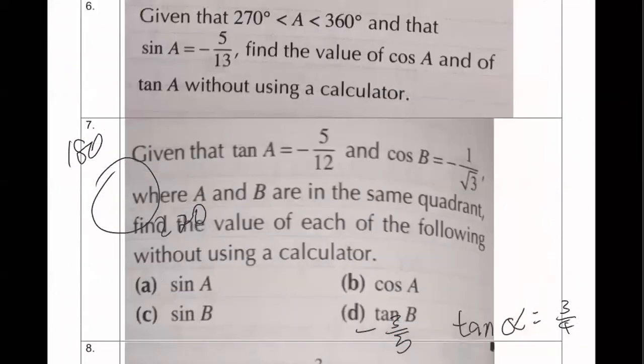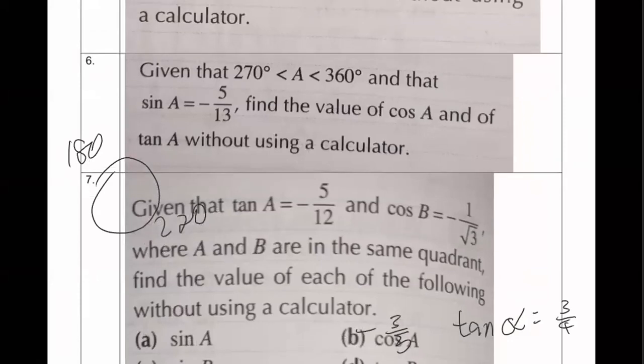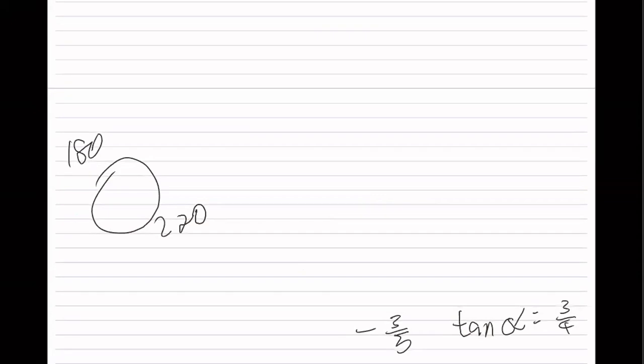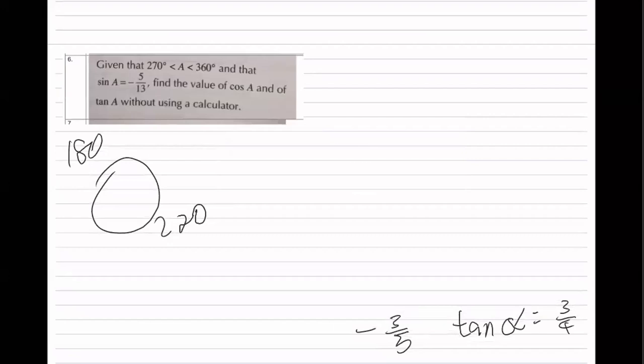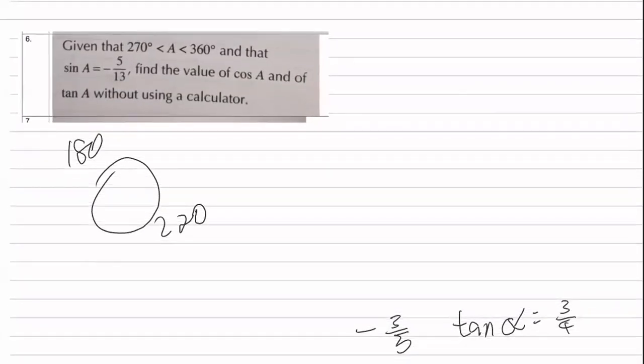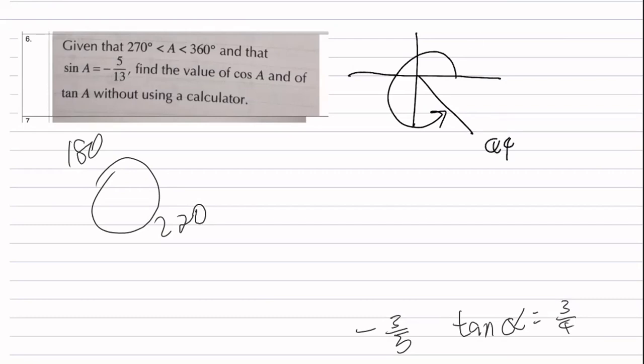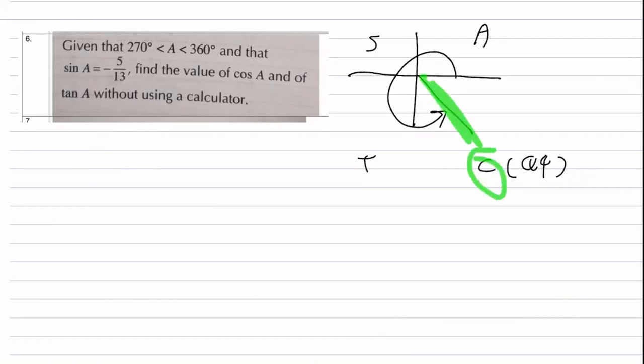Same idea, but just a little bit more complicated because they changed the angle. Let's take a look at question 6. You're given that A is between 270 and 360 degrees. This one I must think carefully. 270 to 360 is here, quadrant 4. So it's A, S, T, C. Then sine of this A is negative. Makes sense, because here only cosine is positive.